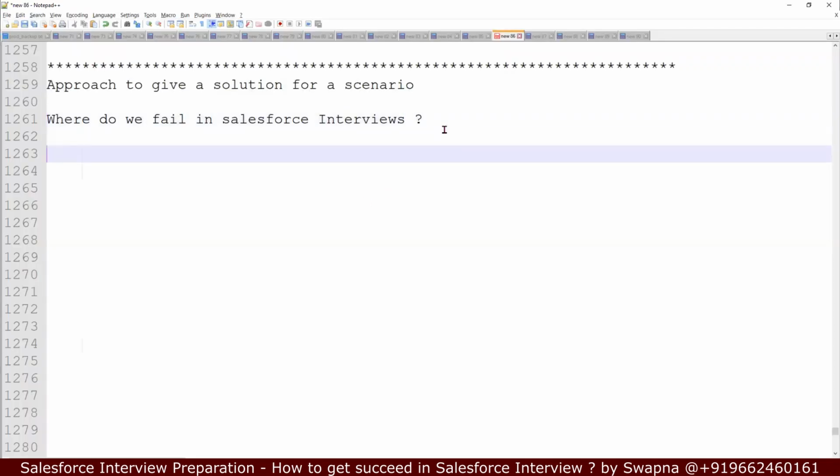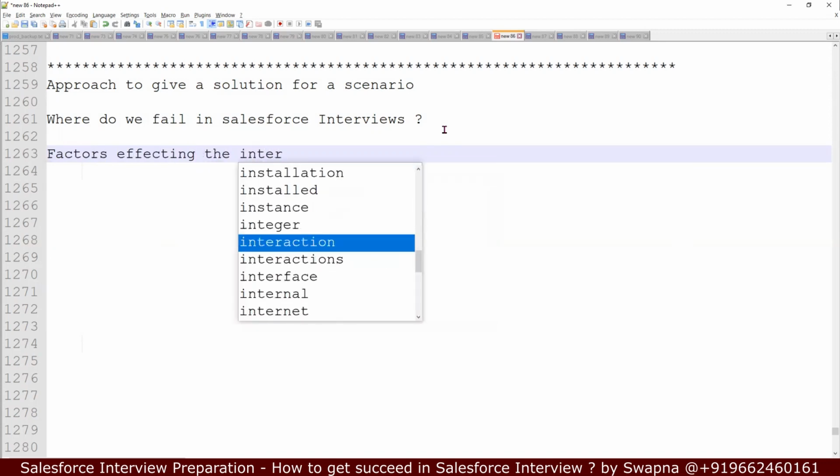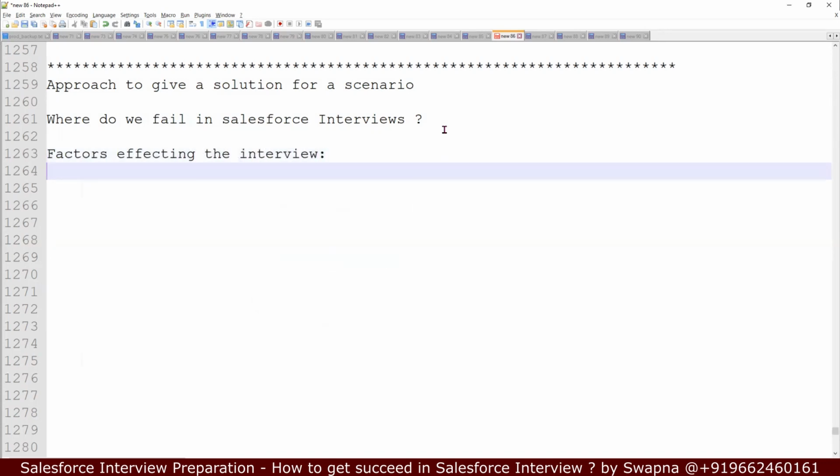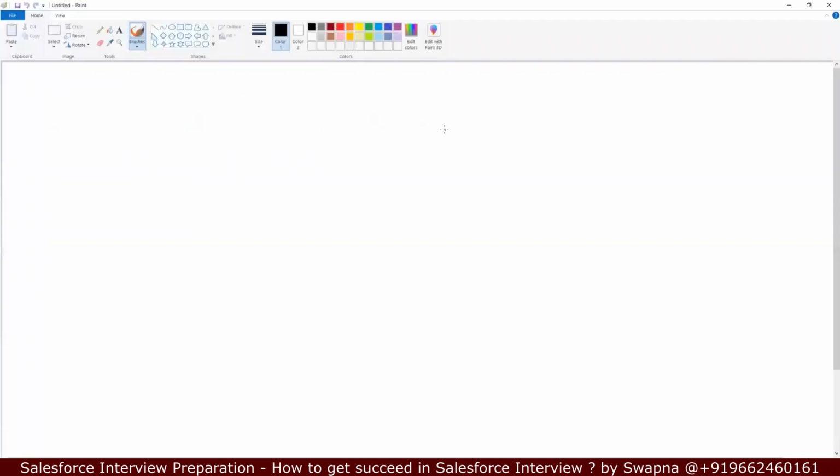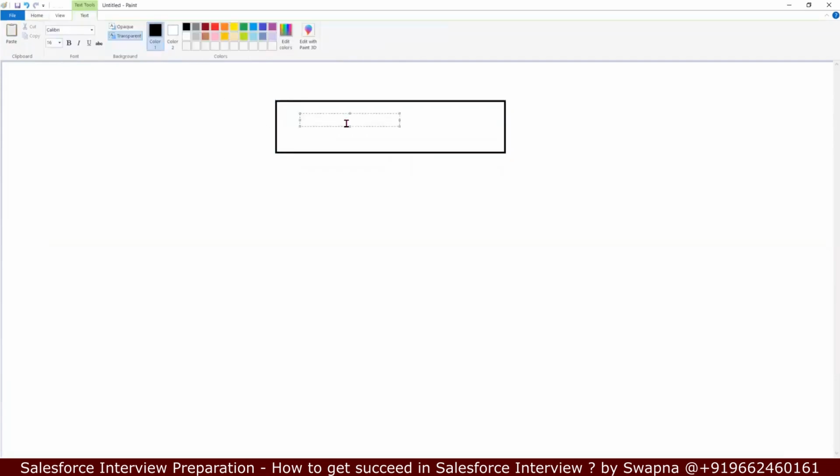What are the different factors affecting the interview? The first thing which we will see is our thought process. What is our thought process?